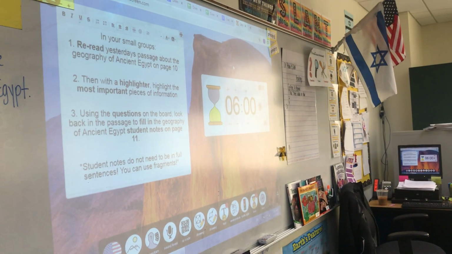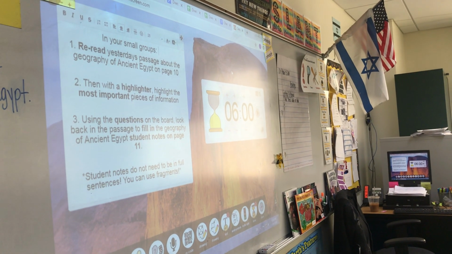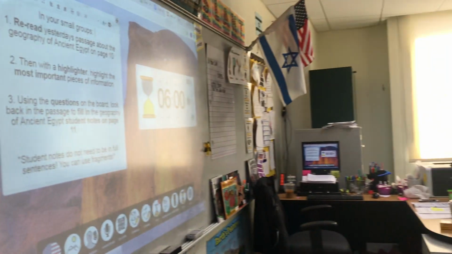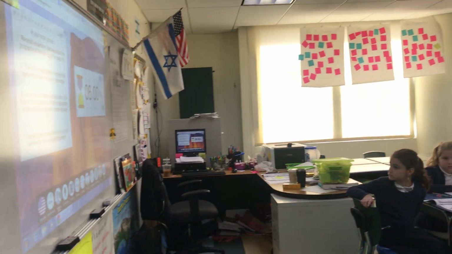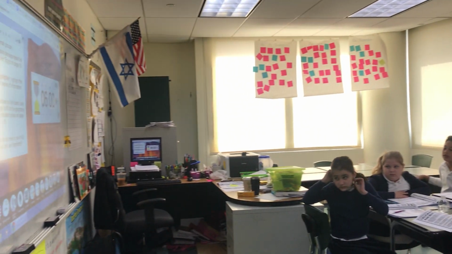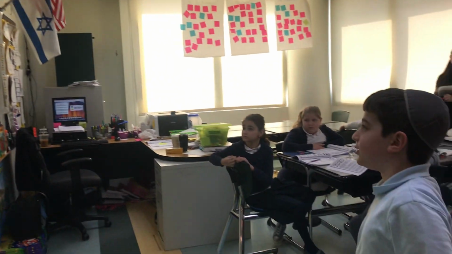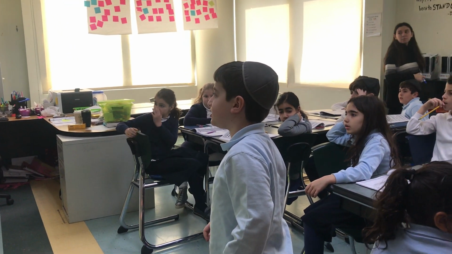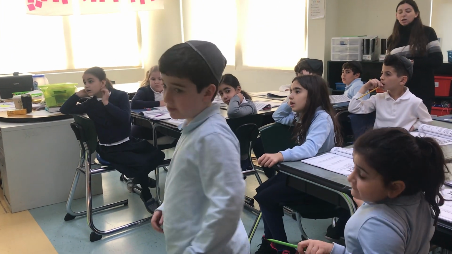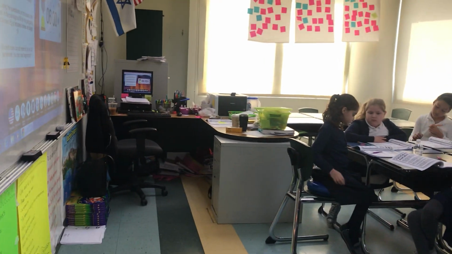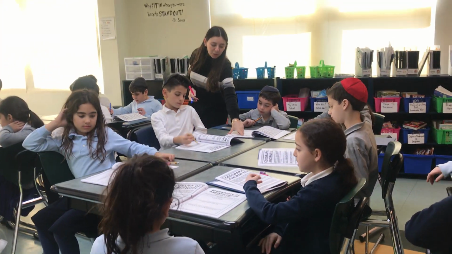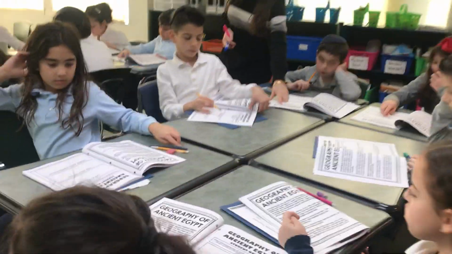Third step, Jack. Listen, using the questions on the board, look back in the passage to fill in the geography of ancient Egypt student notes on page 11. Good. So right now, if you look down in your ancient Egypt booklets, you can see on page 11 that it says Geography of Ancient Egypt Student Notes.